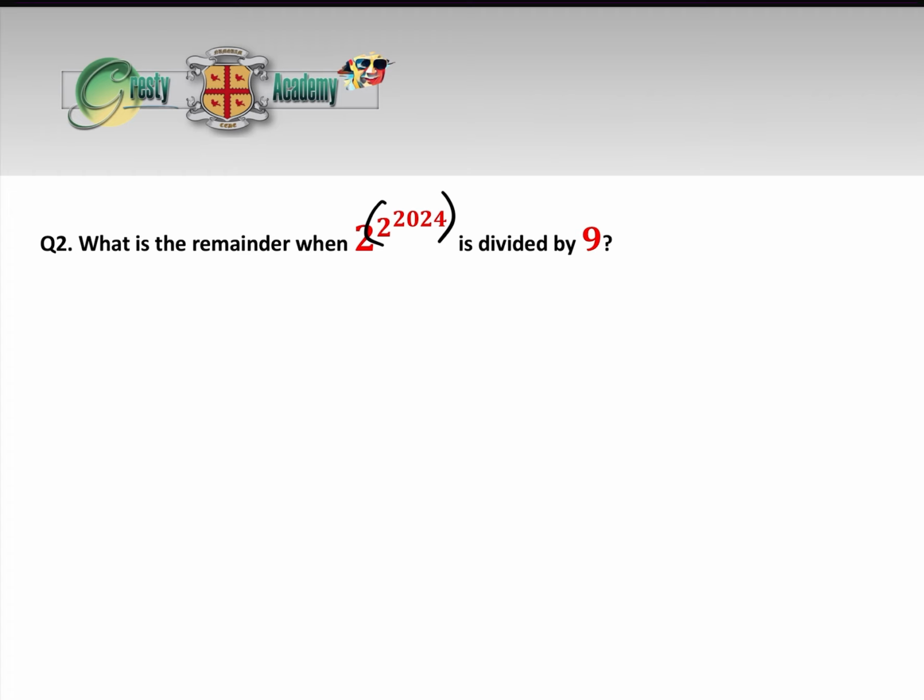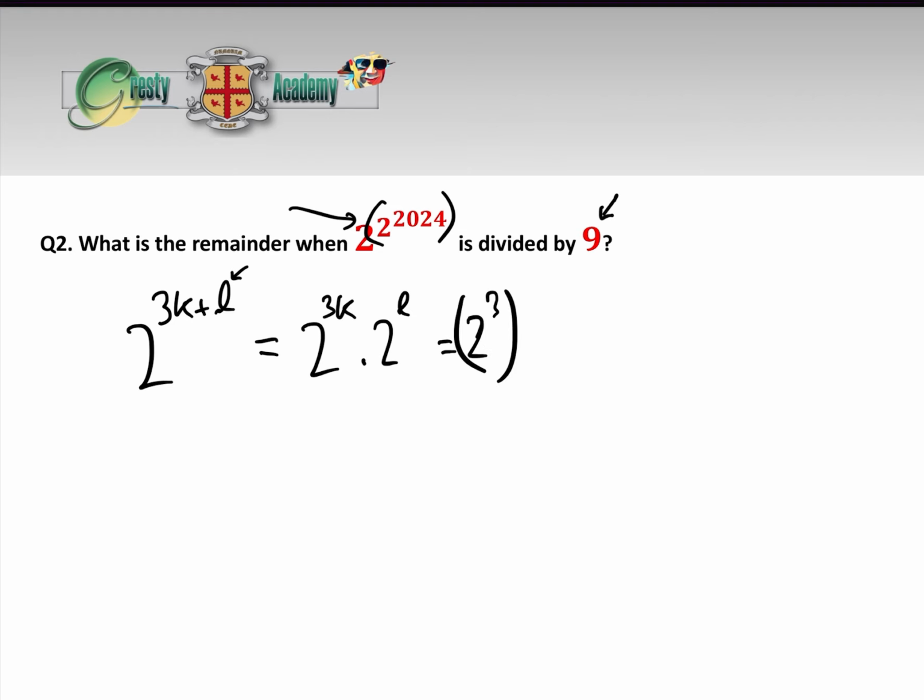Now, what we're going to do here is, well, first of all, that's not prime, so we can't use Fermat's little theorem, not that we're going to anyway. But what we're going to do is if we could get this into the form 2 to the 3k plus L, where L is either 0, 1 or 2, that would be the same as 2 to the 3k times 2 to the L, which is the same as 2 cubed to the power of k times 2 to the L, and 2 to the L, of course, will be a very small number, which is the same as 8 to the power of k times 2 to the L.